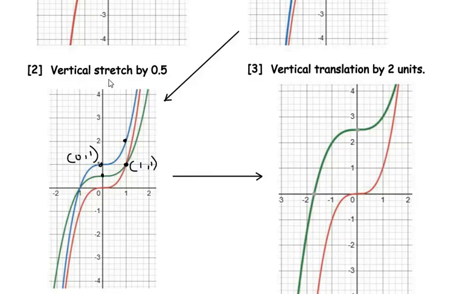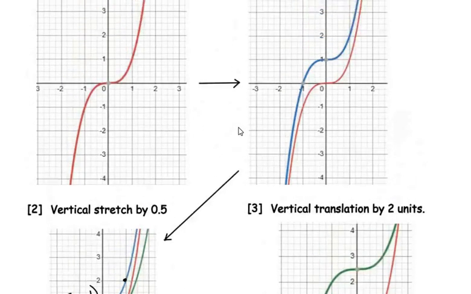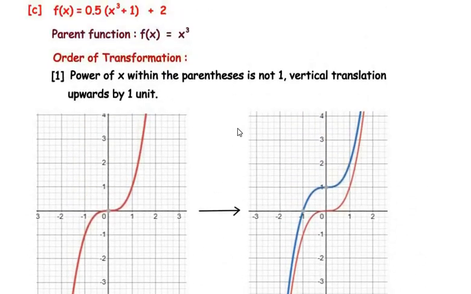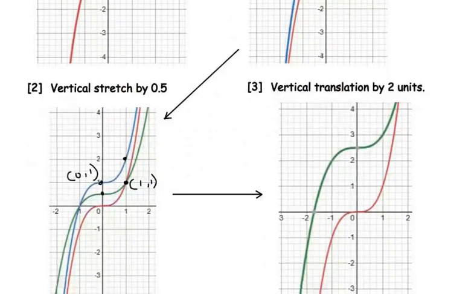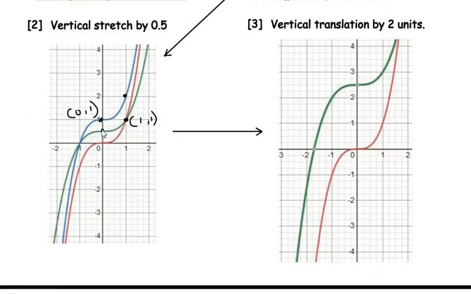Now once we have applied the vertical stretch, next was reflections. In the given function, we cannot see any reflections, but there is a vertical translation. So we have to move the vertically stretched function upwards by 2 units. Here we have done the last step. Let us consider this point, which was at 0.5. If we are moving it by 2 units upwards, it should be at 2.5. That is, 0.5 plus 2 gives us 2.5.